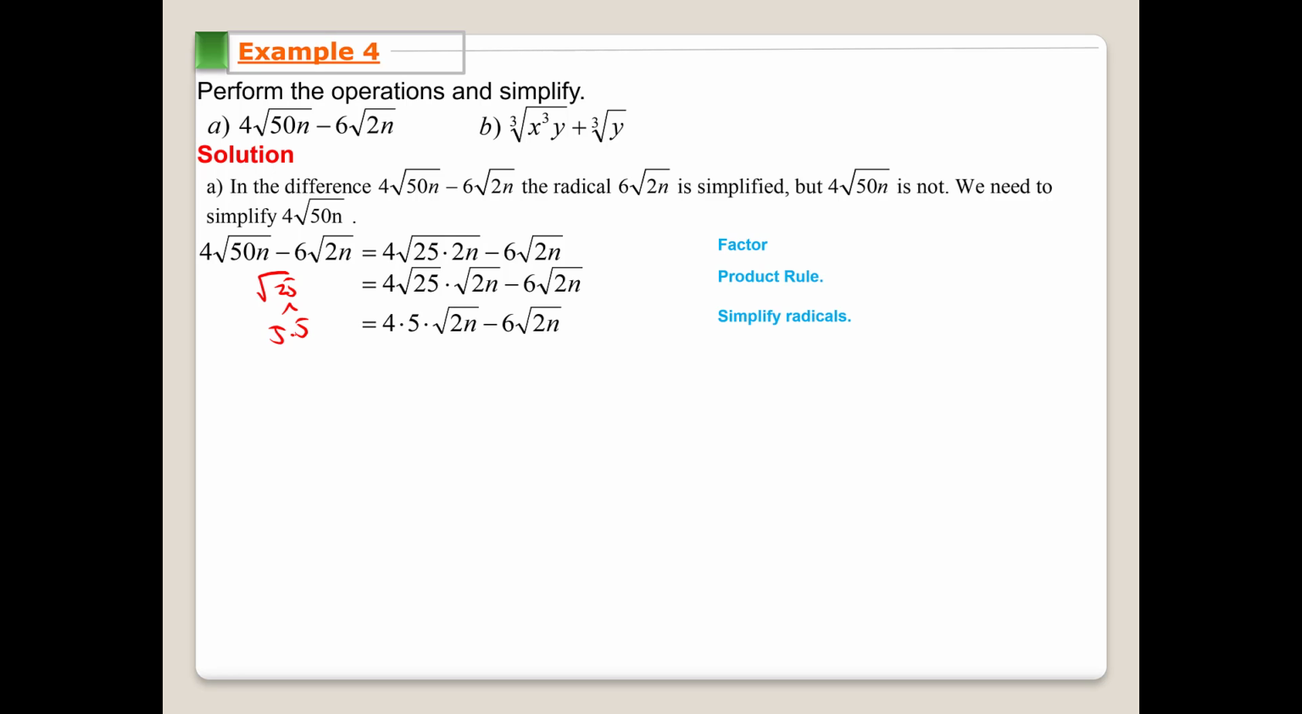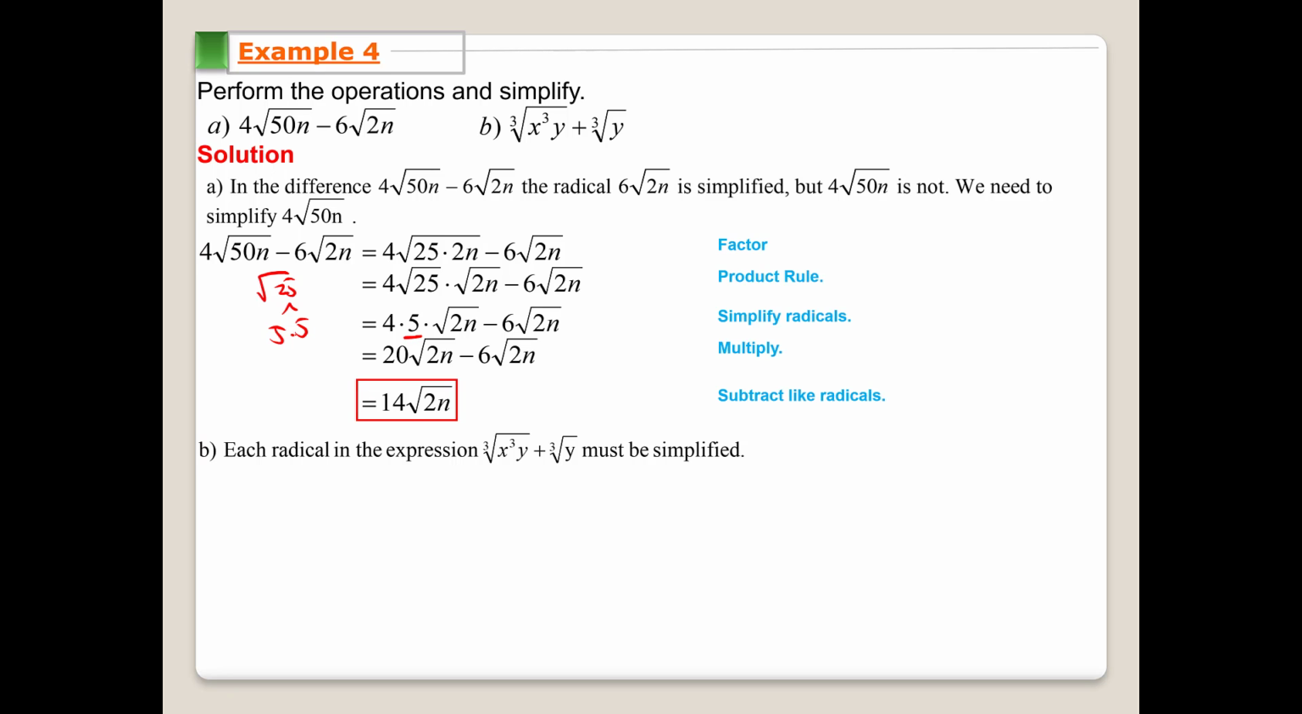And therefore, that's where we got the 5. So the 5 is right here. So now let's multiply. So we should get 20 square root of 2n minus 6 square root of 2n. And let's subtract those coefficients. And therefore, we should get 20 minus 6 gives us 14 square root of 2n.